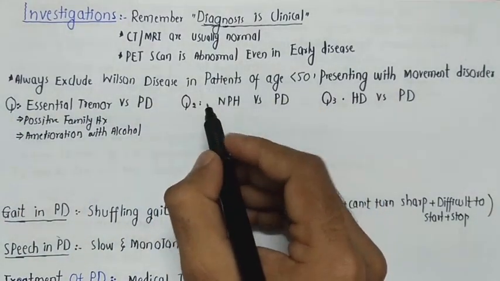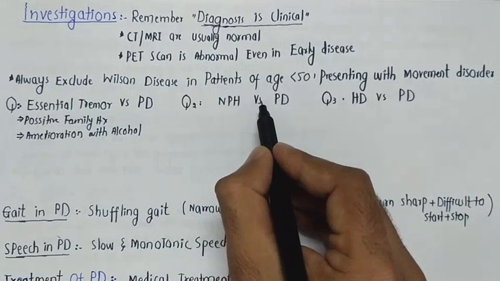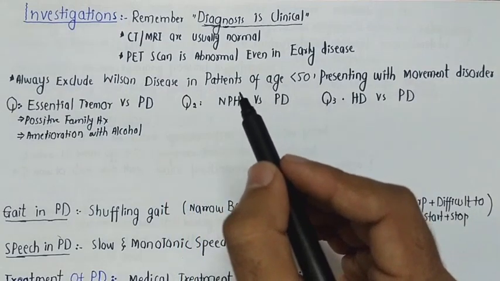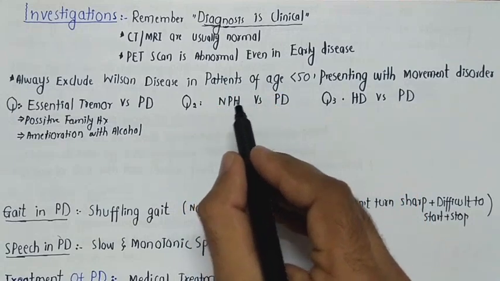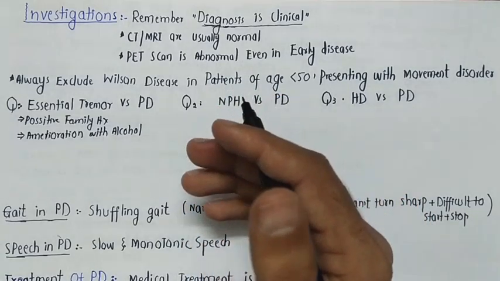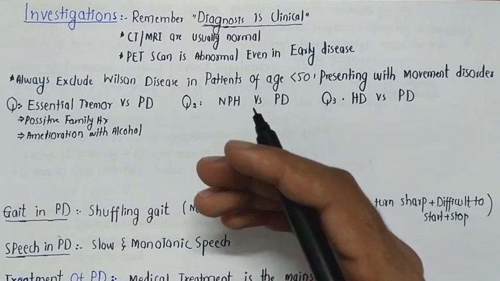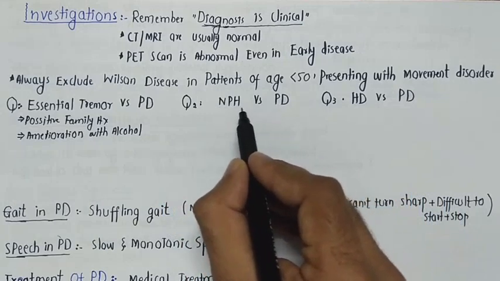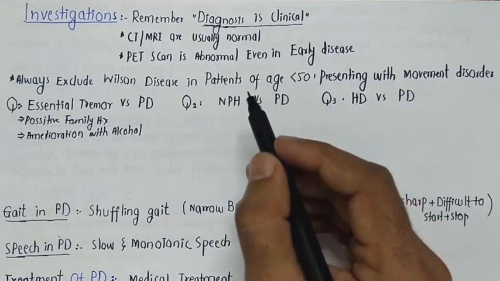Question number 2. How will you differentiate normal pressure hydrocephalus from Parkinson's disease? Because normal pressure hydrocephalus can also present with ataxia and gait disturbances, which can be mistaken for Parkinson's disease. Now you have to differentiate these two. How will you differentiate these two from one another?